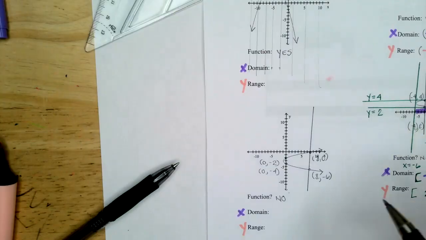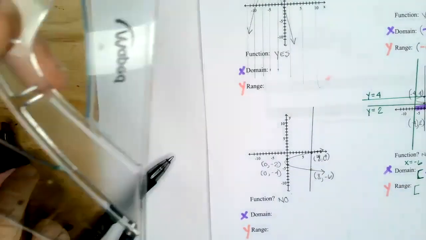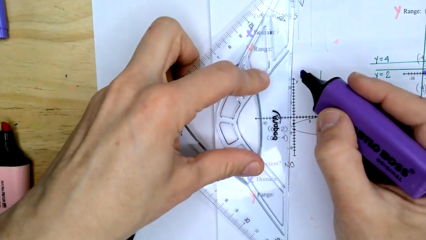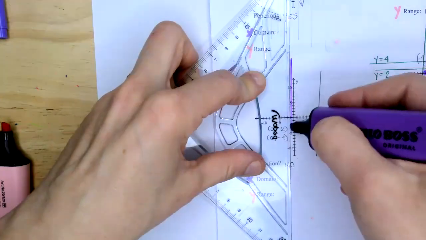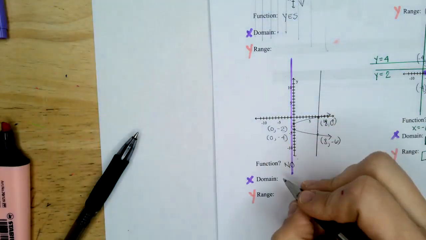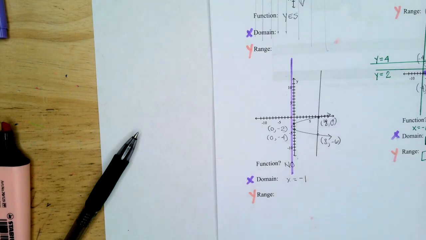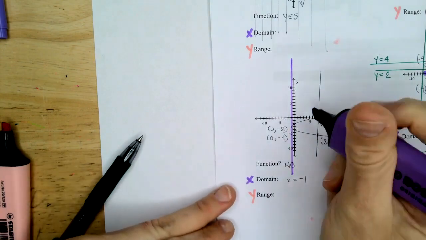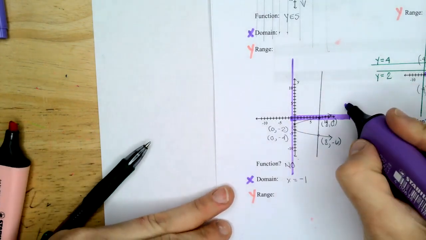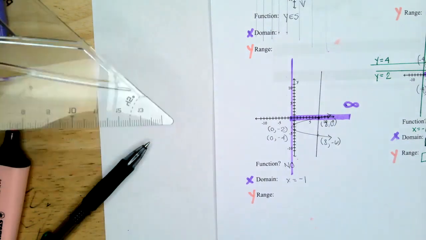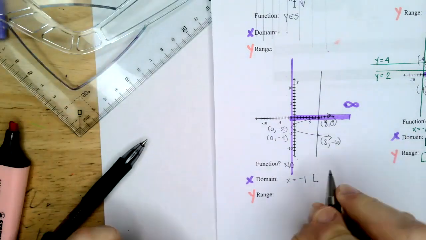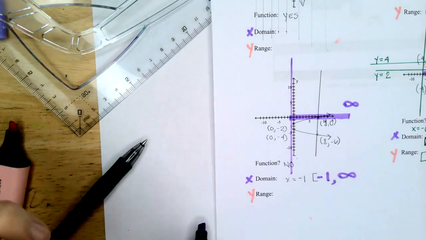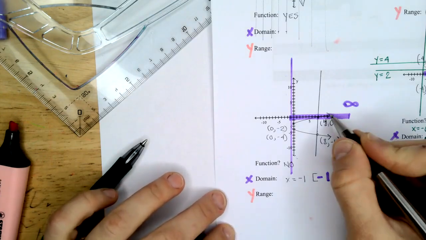Okay? Let's look at this guy, and you can do the same thing. My domain is x. So my x starts at this line, that is the line x equals negative 1. And then, because of this arrow, it goes forever to positive infinity. So I'm going to graph that as negative 1, but it goes forever in the other direction because of that arrow and that arrow.